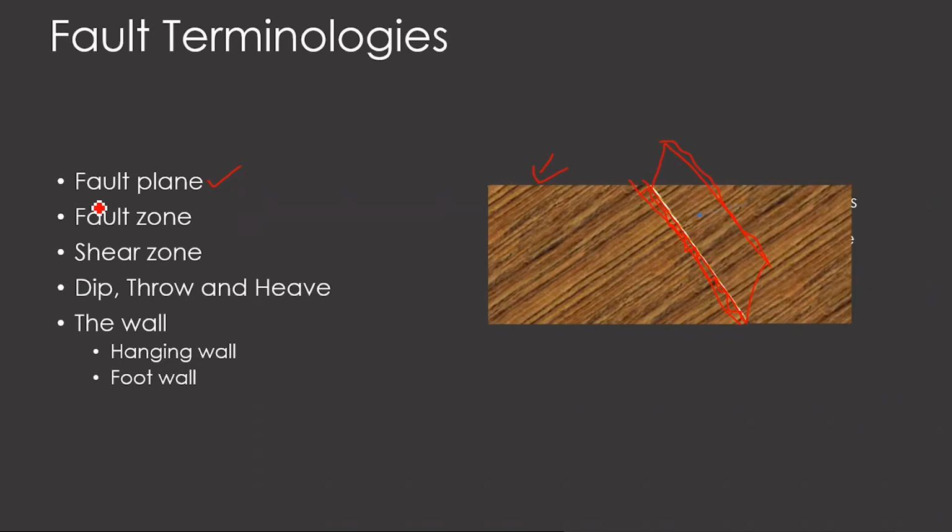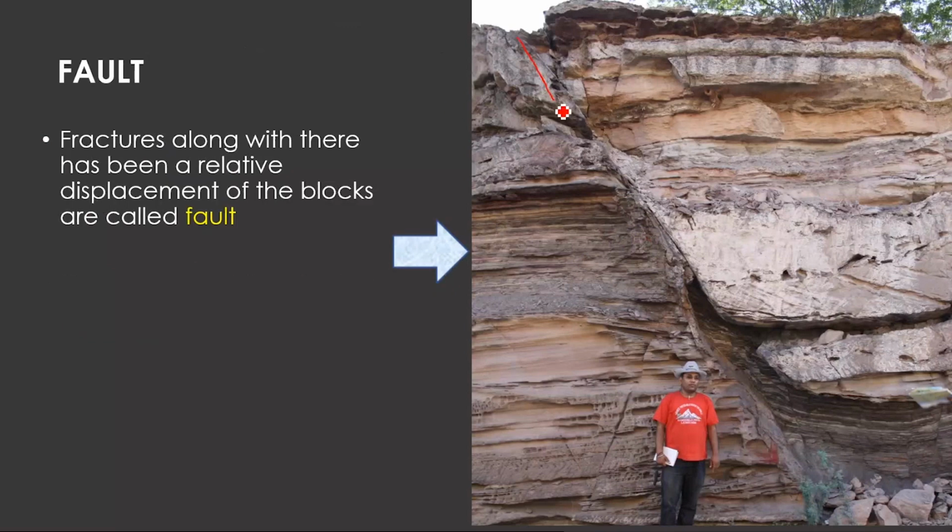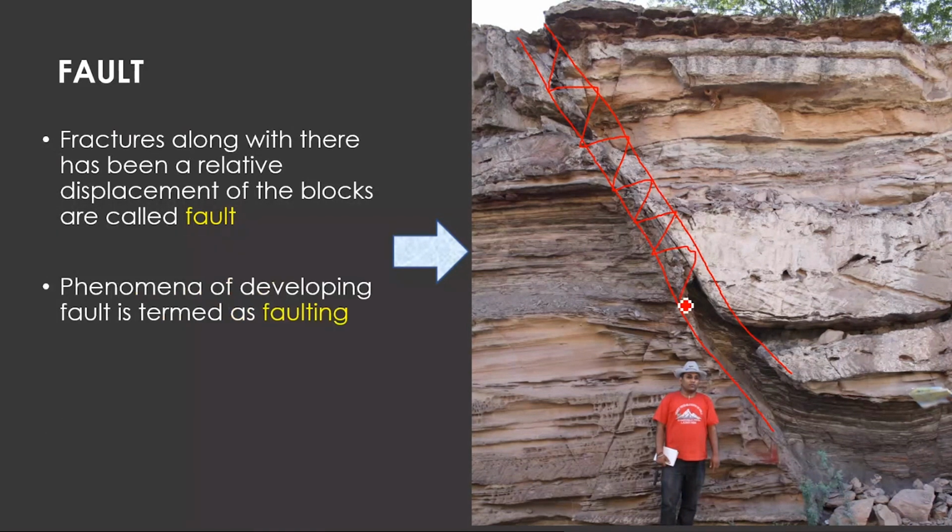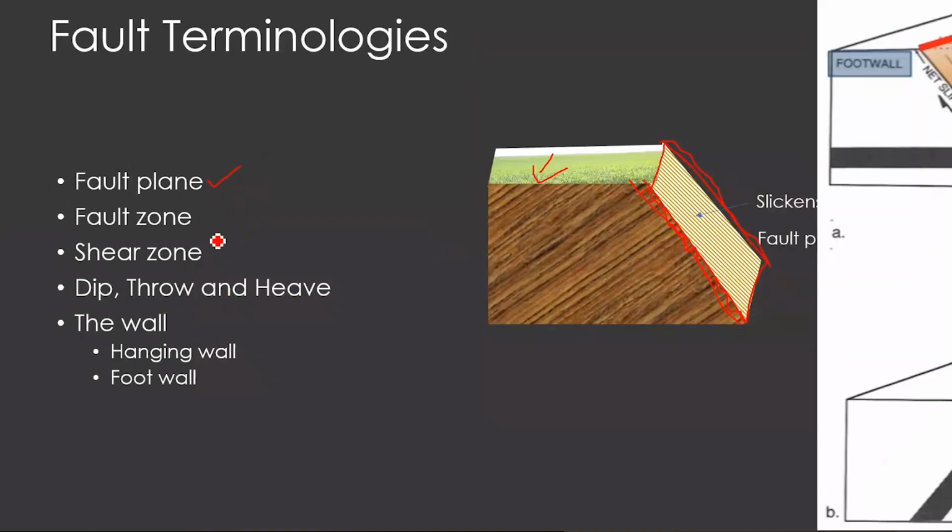Like in the previous image we see, it is a small fault. So here we can see some area along which the rocks are crushed. Okay, so this is the zone, this is the area where the faulting happens. So that area we call a fault zone. Okay, so faulting happens, then fault zone.